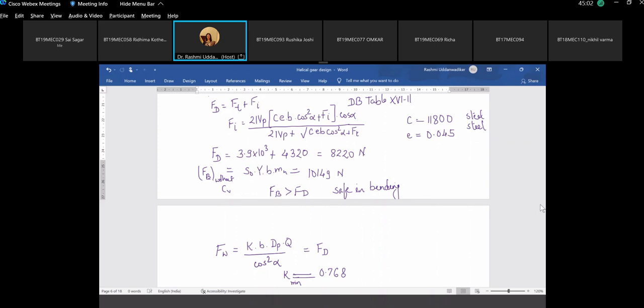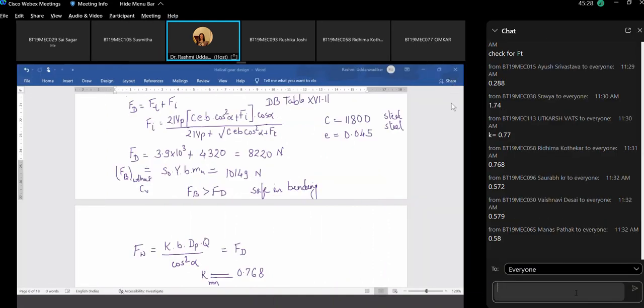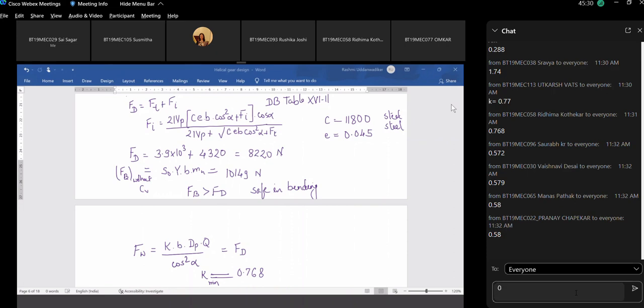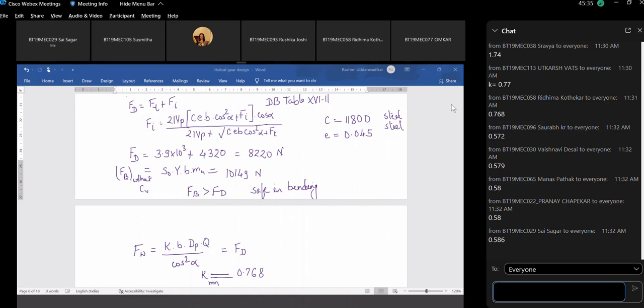Rishika, what is your value for K minimum? Ma'am, I'm calculating. Okay. Sushmita, what is your value? 0.6. Vaishnavi is also getting 0.59. Saurabh is getting 0.57. Saurabh, Vaishnavi, what's your value for FD? 8220, ma'am. Oh, it's the same.